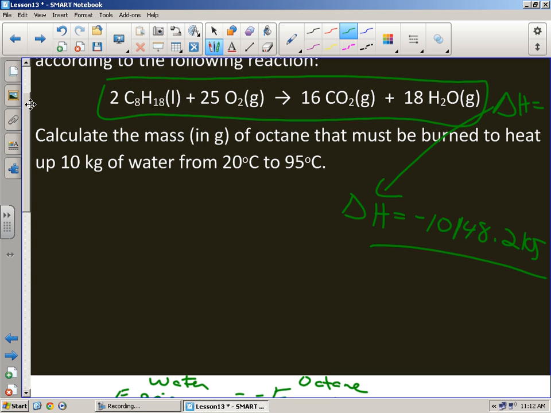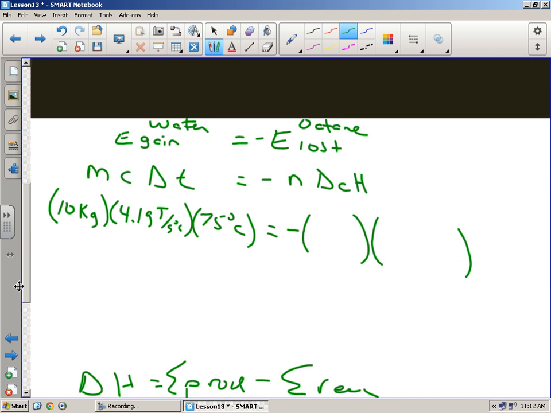Negative 10,148.2 kilojoules for that particular equation. And that's, of course, when you burn 2 moles of octane. Well, let's see here then. I guess I can go down here and say negative 10,148.2 kilojoules for 2 moles of octane, which, by the way, if you're not happy about that, is 5,074.1 kilojoules per mole, right? So right here you could say 5,074.1 kilojoules per mole of octane.